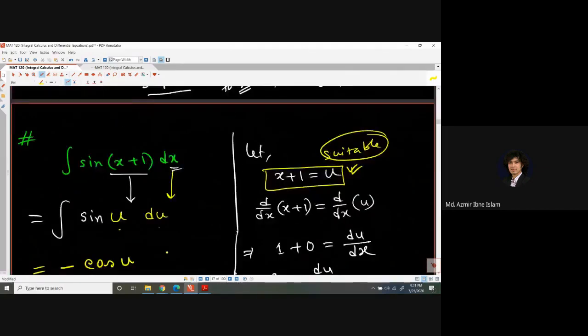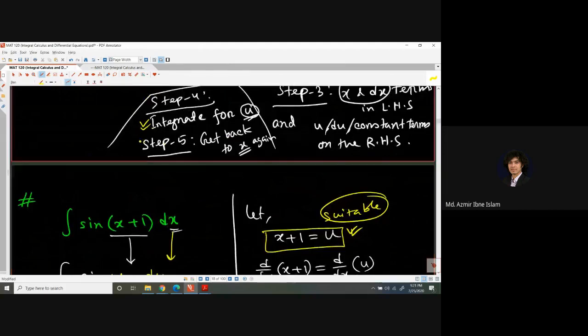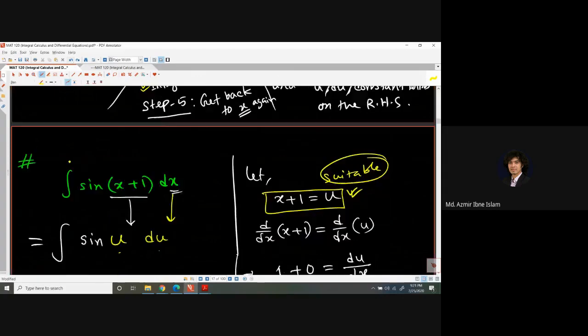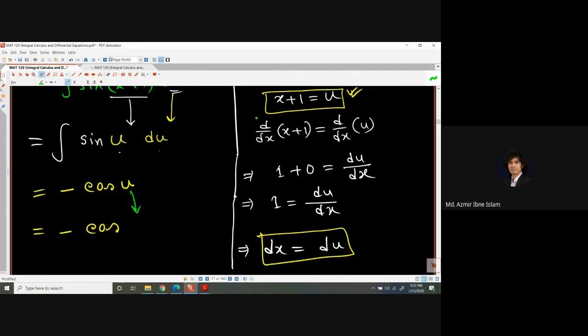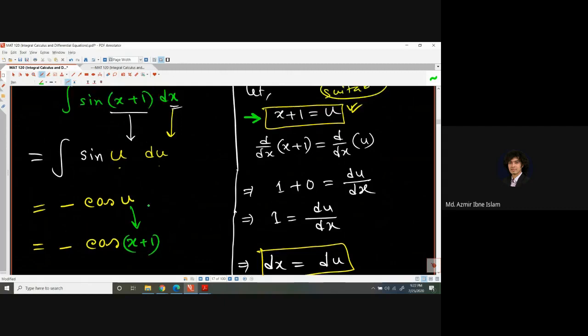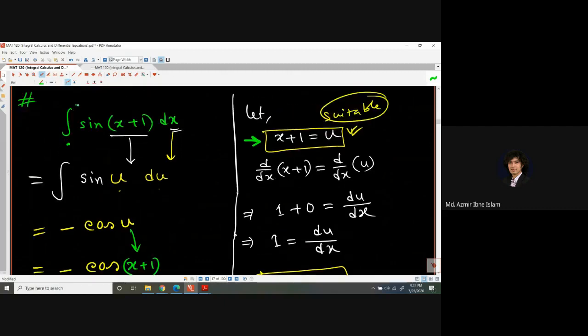So we have integrated for u, and we have the answer, that is the antiderivative. In step 5, what is mentioned here: get back to x again. So we have to get back to x from negative cosine u. Instead of u, now we can write x plus 1 because that is what we considered. So this is our final result. Since we have no lower and upper limit, that means we have been provided an indefinite integral.